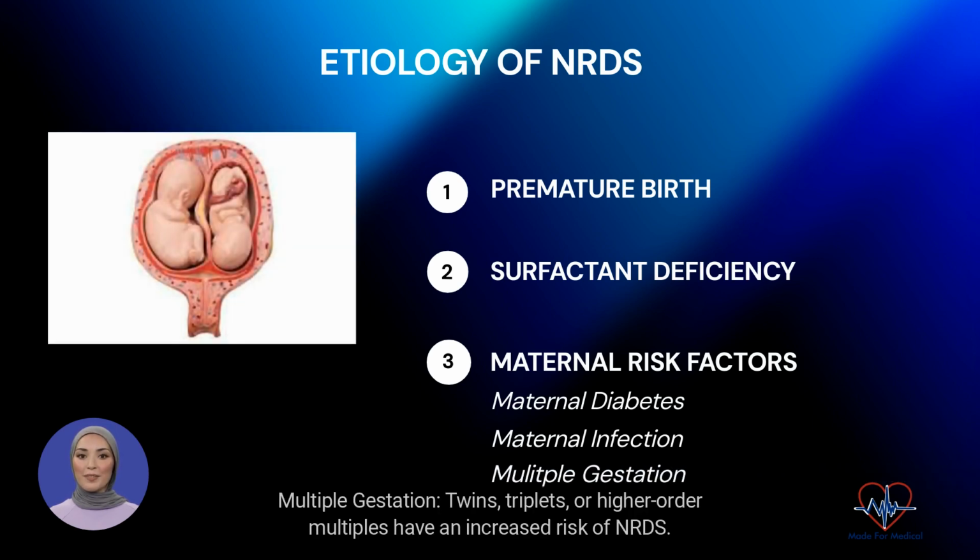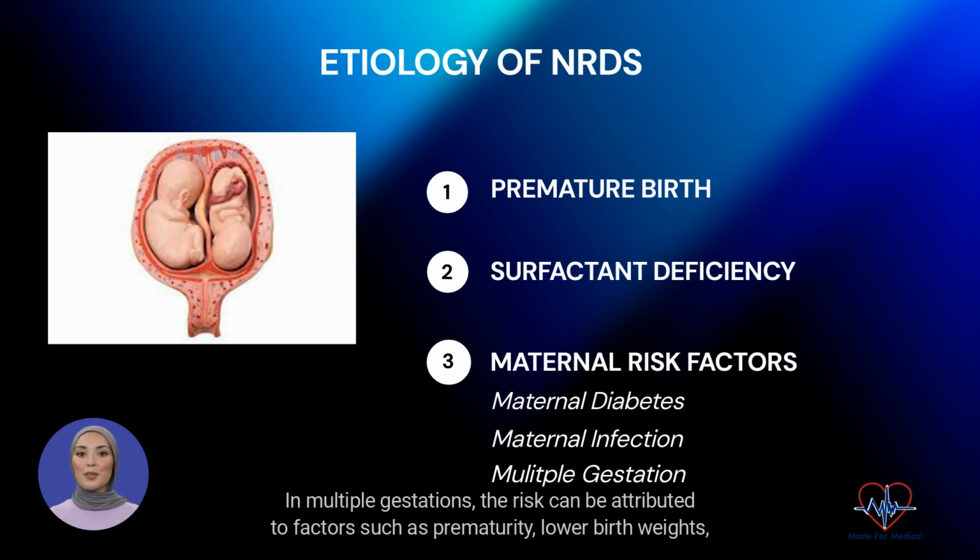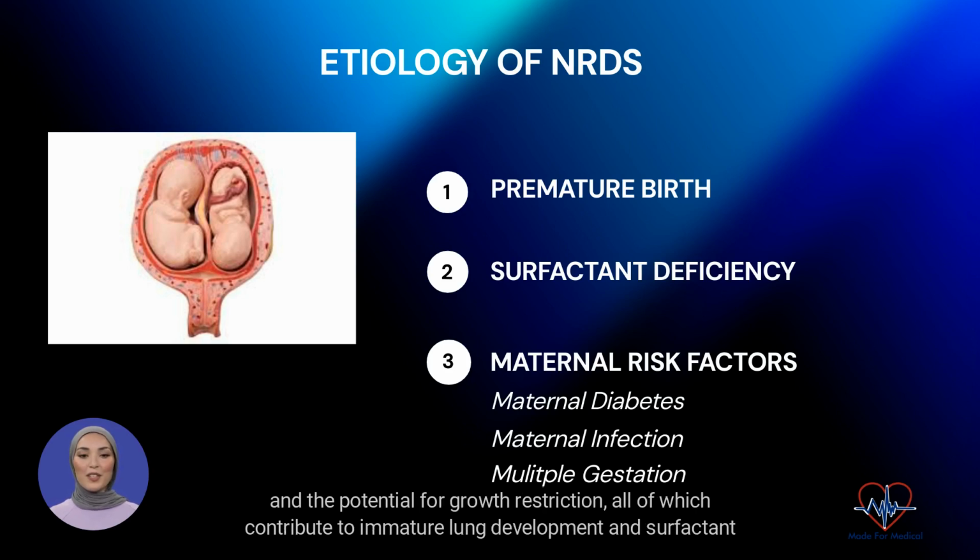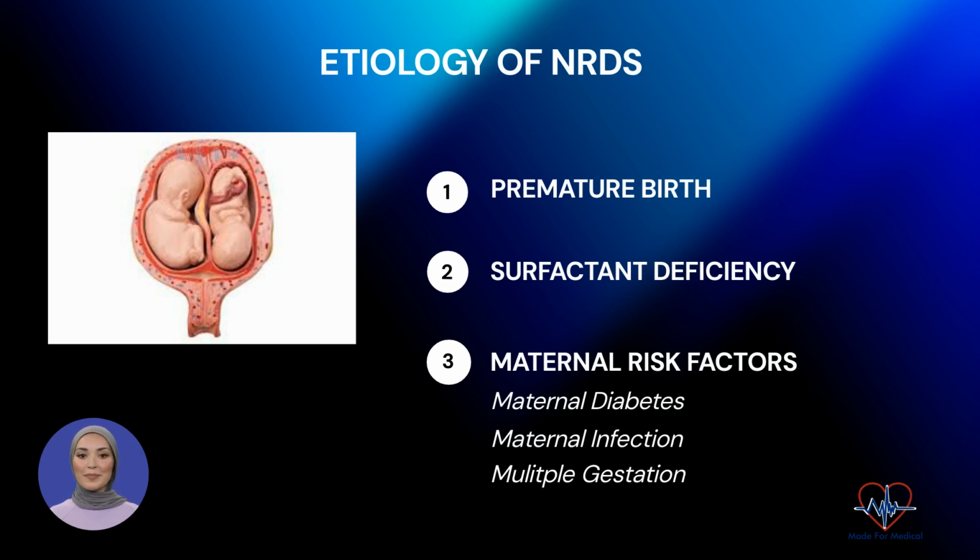Multiple gestation. Twins, triplets, or higher-order multiples have an increased risk of NRDS. In multiple gestations, the risk can be attributed to factors such as prematurity, lower birth weights, and the potential for growth restriction, all of which contribute to immature lung development and surfactant deficiency.